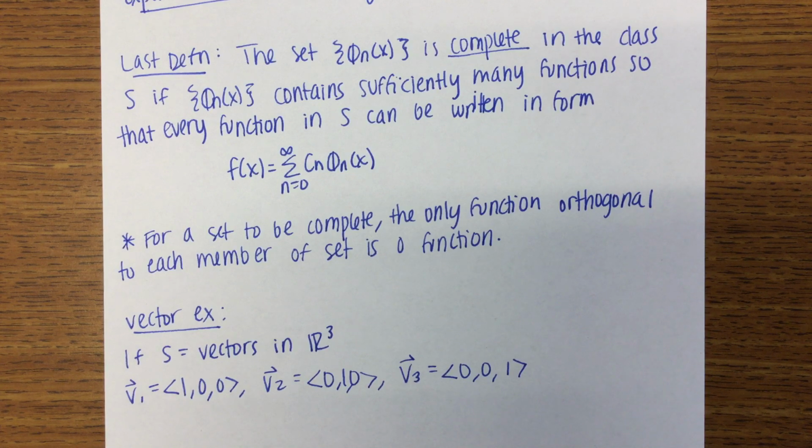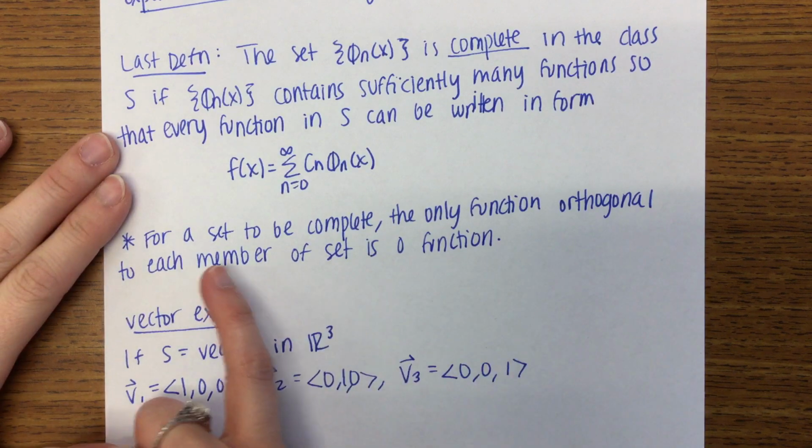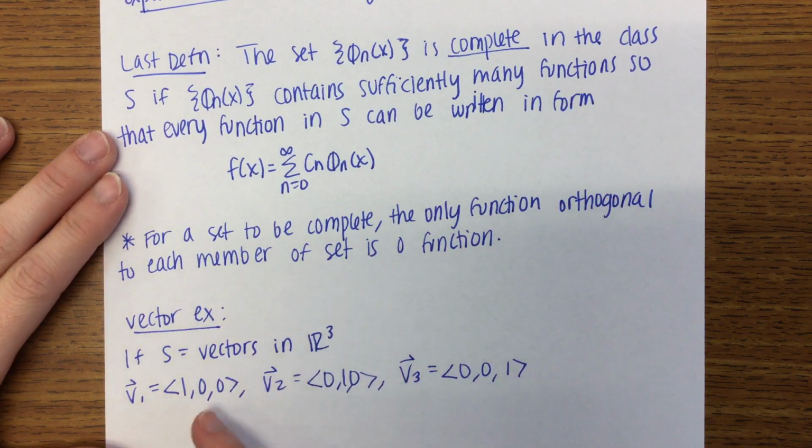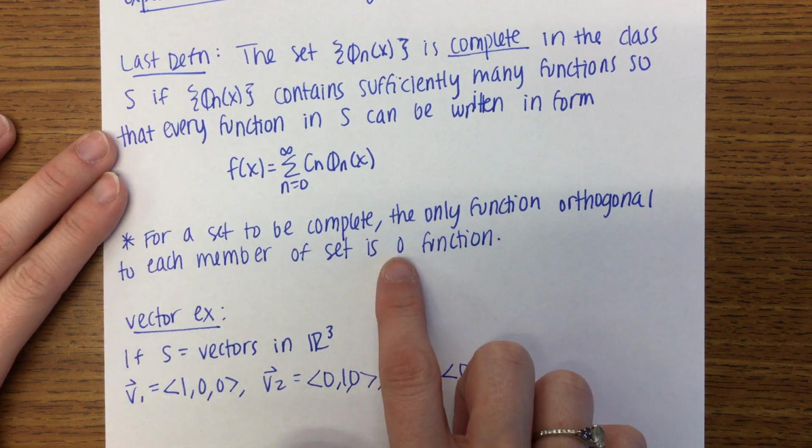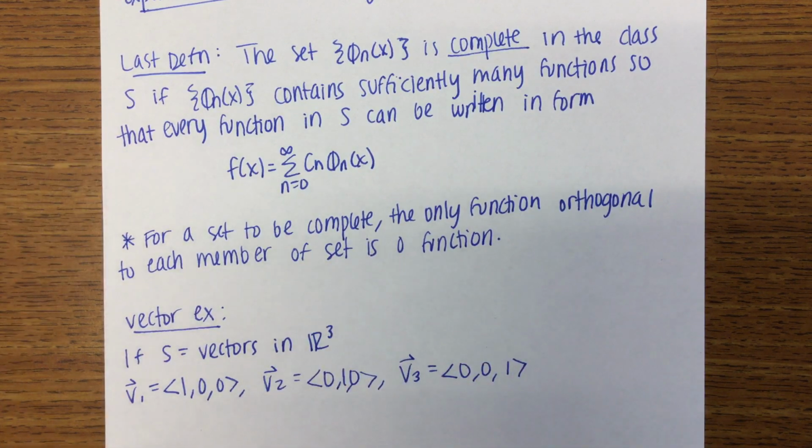Any questions? Yes. Wait, so I'm still a little confused on complete. How does our example prove that it's complete? One, you can see it. Second way, so up here, for a set to be complete, the only vector orthogonal to all three is the zero vector. Okay. So there's not a single vector that would be orthogonal to all three at the same time.